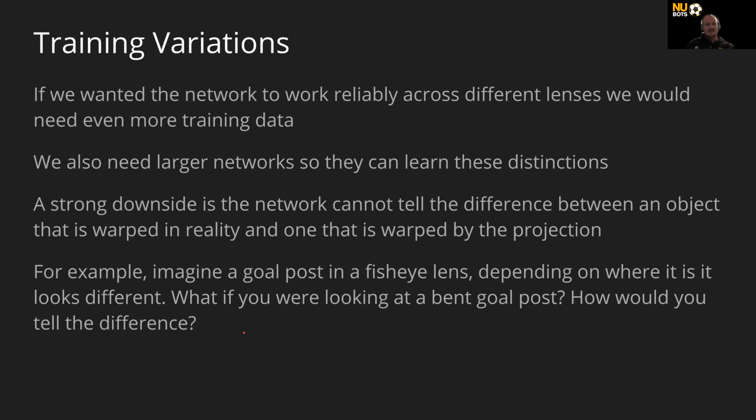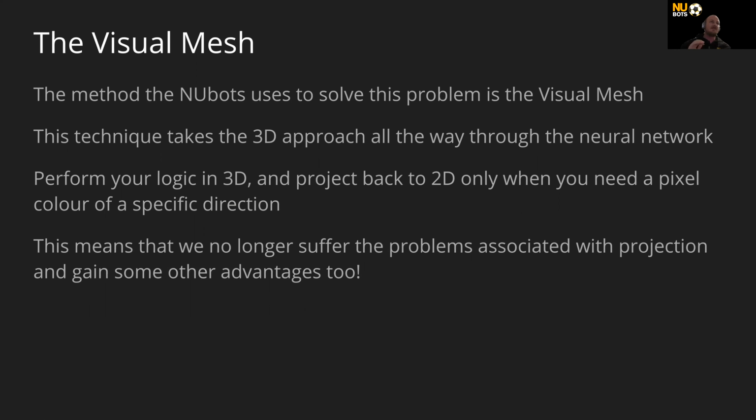So to answer this question, I'm going to talk about how the NUbots has approached solving this problem. This was part of my thesis. We use a technique called the visual mesh. We take the 3D approach all the way from the start, all the way through the neural network, and all of our logic is done with 3D in mind. The only place that we go back to 2D is when we actually need a pixel coordinate. So we do everything in 3D, and then we come back only to say, this is the right color.